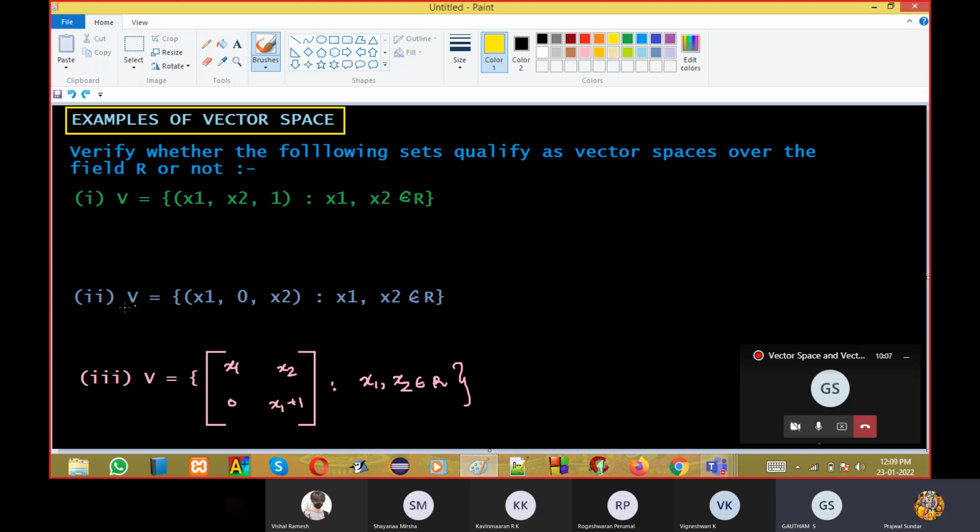Second one, vector space. Okay. Third one? Okay, you do the third one later. I'll finish the first 2 first.